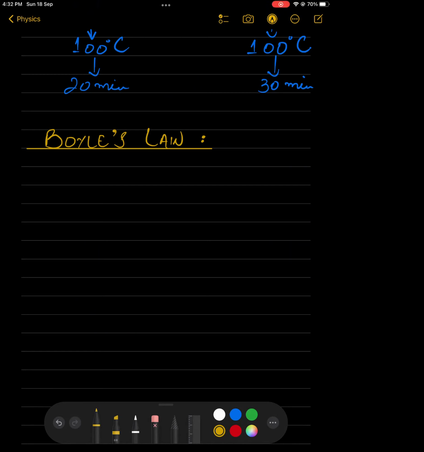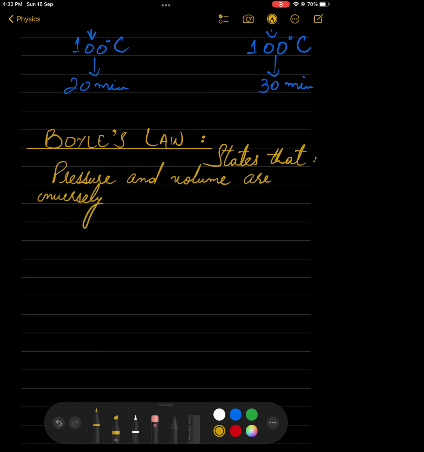How would you define Boyle's law? Exactly. So Boyle's law states that pressure and volume are inversely related.